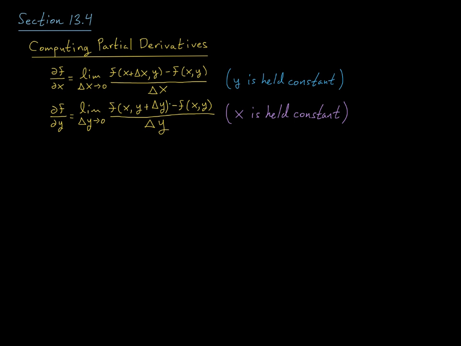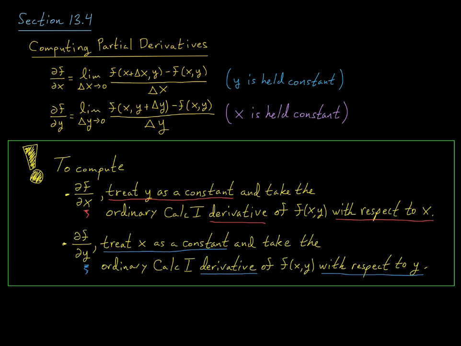And then likewise for the y derivative, we're just changing y. Y varies from y up to y plus delta y. X there, though, is held constant. So a takeaway from this is that in order to compute partial f partial x, instead of just going straight from this limit definition, we could just treat y as a constant and then take the ordinary Calc 1 derivative of our function with respect to x.